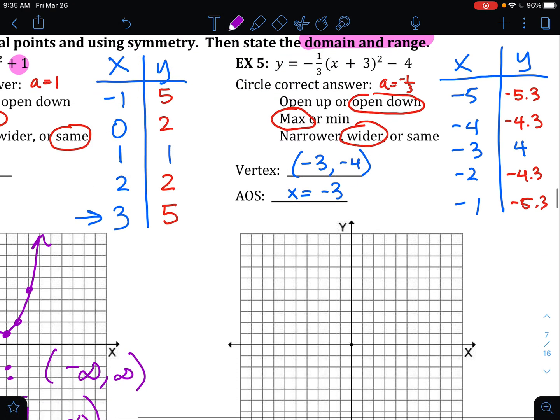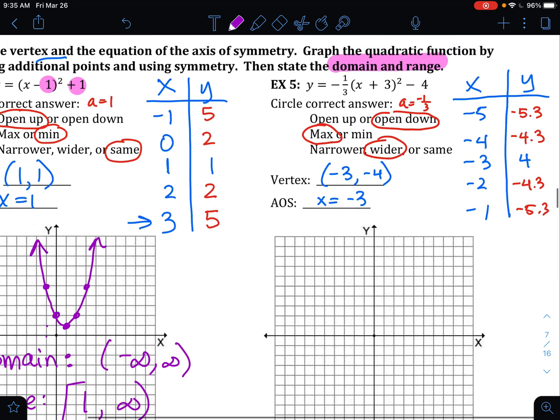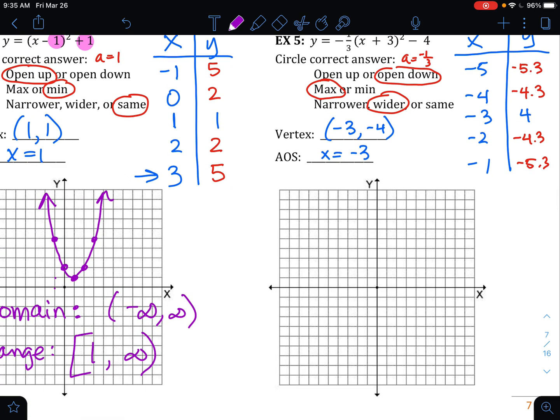All right, let's graph. Okay, (-5, -5.3). So go to the left, 1, 2, 3, 4, 5, and then 1, 2, 3, 4, 5, and then just a little bit below it, about right there. Okay, (-4, -4.3). So 1, 2, 3, 4, 1, 2, 3, 4, and then just a touch below it. And then (-3, 4).